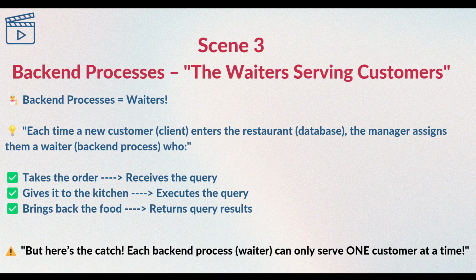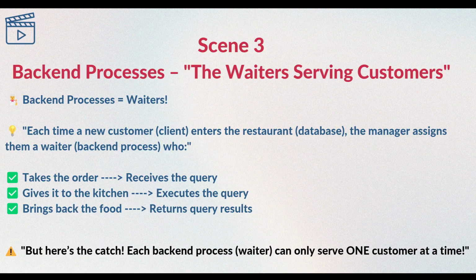Now let's talk about the most important part, how your query gets executed. Each time a new customer enters the restaurant, the manager assigns them a waiter. Similarly, whenever a client enters the database, the manager assigns them a backend process, which takes the order, gives it to the kitchen and brings back the food. Similarly, a backend process receives the query, executes it and returns the query result. But here's the catch. Each backend process can only serve one client at a time.